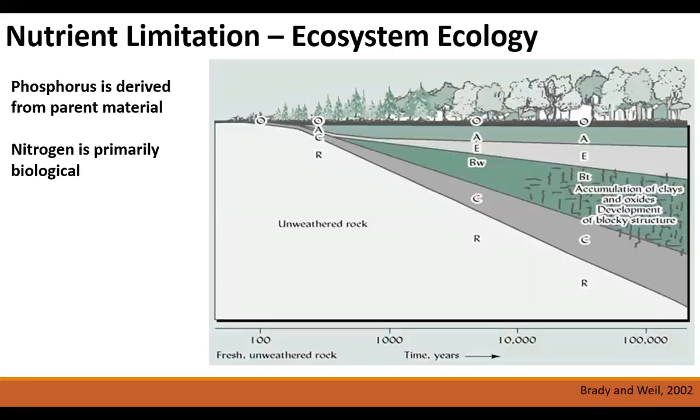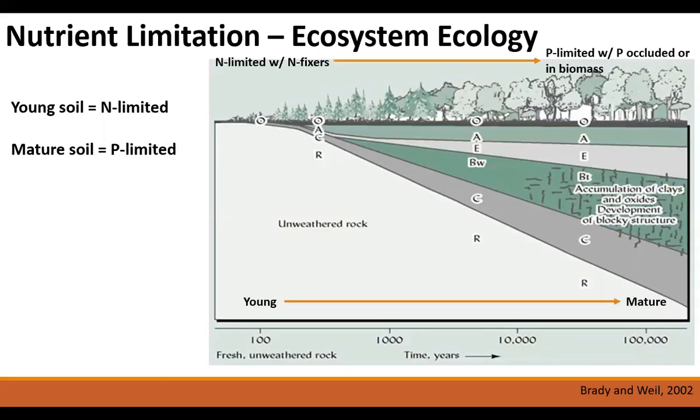More recently, this idea of nutrient limitation has come into ecosystem ecology. It's helped us understand how ecosystems are structured and function. Using this example of a forested ecosystem changing over time, becoming more complex, what we generally think is that phosphorus is at its most available early on. It is sourced from the rock, the parent material that makes that soil. And nitrogen at this early stage is mostly biological, so inputs of nitrogen into the system are mostly through nitrogen fixing.